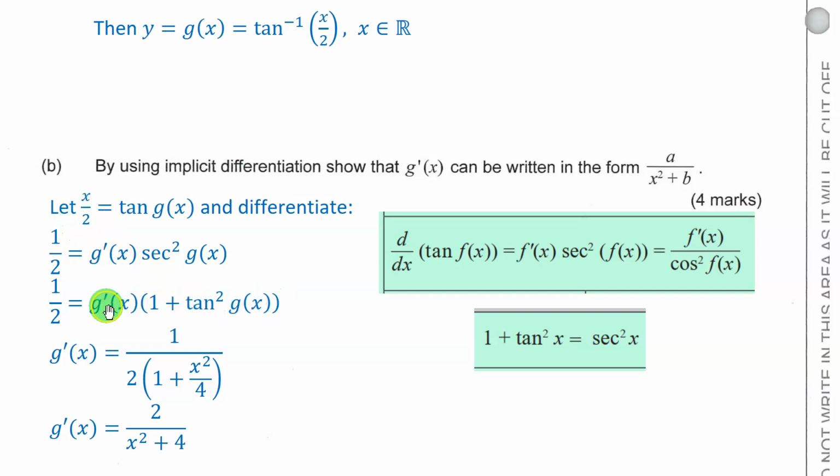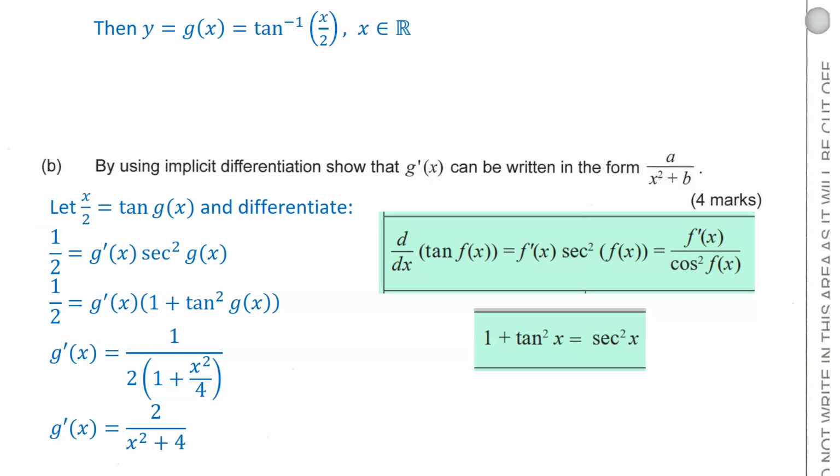So then when we try to rearrange this line for g prime x, we leave the half alone. And we're going to divide by 1 plus x squared on 4. So that comes over to the other side, and here we go. And then it's really just a matter of tidying things up. If we double the top and bottom, we end up with g prime x is 2 over x squared plus 4, which is in the form the examiners wanted it. So we're good to go there.